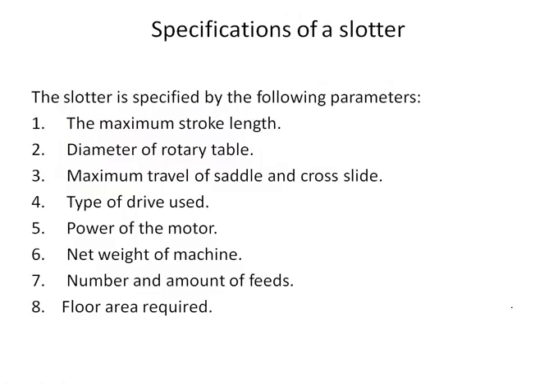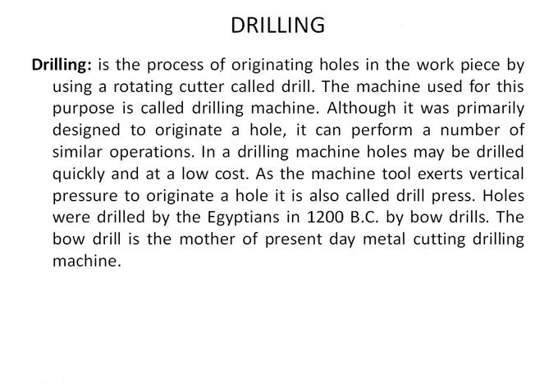Okay, so specification of a slotter. A slotter is specified by the following parameters: the ram diameter, maximum stroke length, the diameter of the rotary table, maximum travel of saddle and cross slide, type of drive used, power of the motor, net weight of the machine, number and amount of feeds, and floor area required.